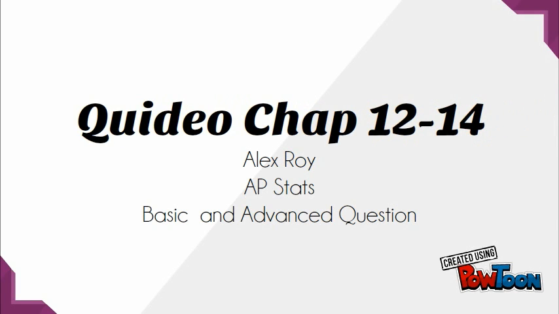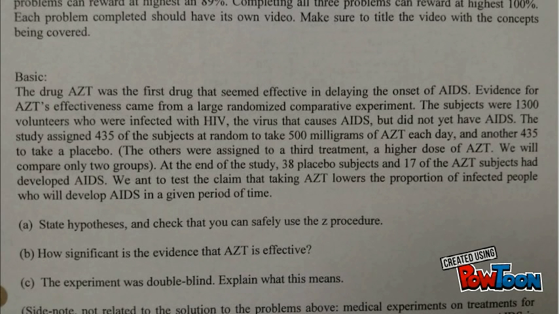Alrighty, so this is for Quideo chapter 12 through 14 with the basic and advanced question. The drug AZT was the first drug that seemed effective in delaying the onset of AIDS, of which then a study was conducted where it assigned 435 subjects to take 500 milligrams of AZT and another 435 to take a placebo.